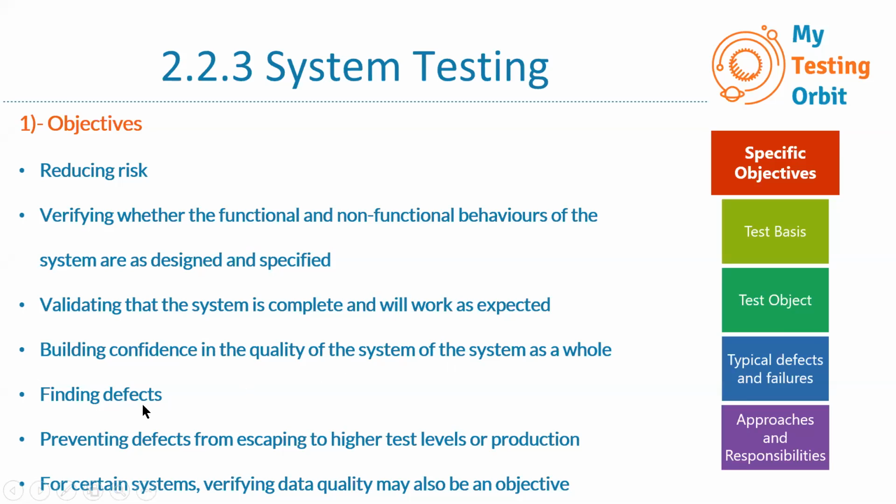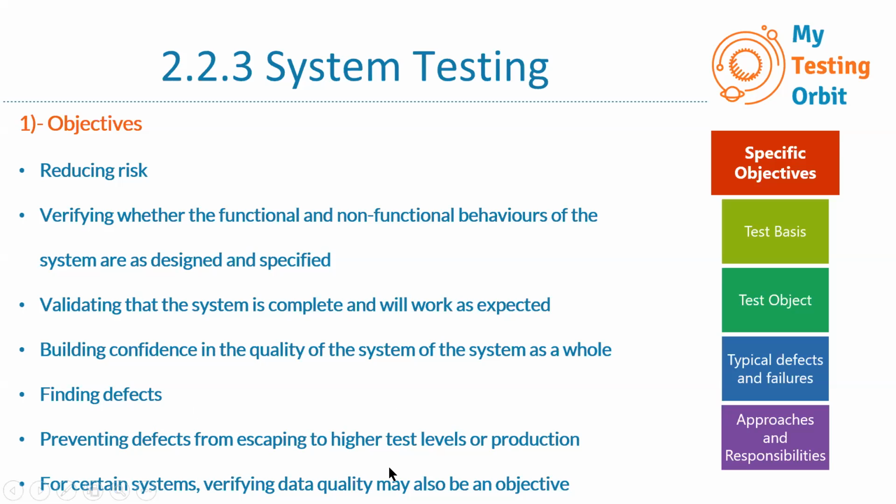The next one is finding defects. Yes, just like our previous test levels, we will find some defects in system testing as well. But of course, the type of defects we will find in this test level will be different, which we will cover in the next test attribute. And the same goes for preventing defects from escaping to higher test levels or production.